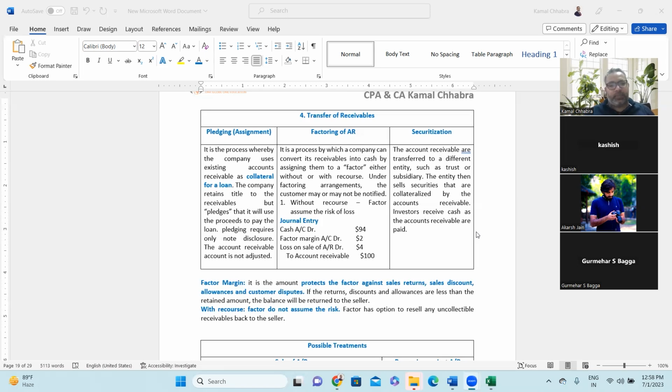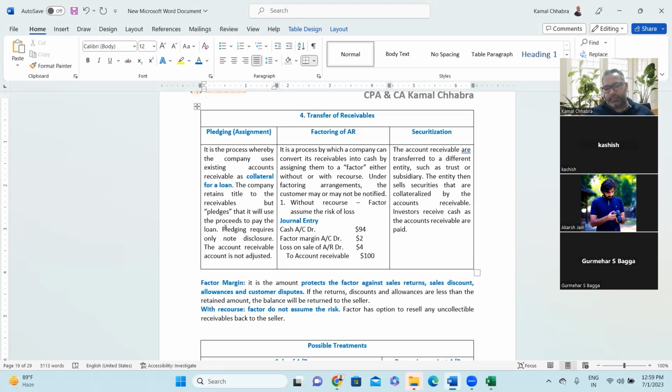Pledging requires only note disclosure, and the account receivable account is not adjusted. If you are pledging account receivable, it just requires the notes. That means for this much account receivable, this much is the loan taken as a working capital loan or short-term loan, at a particular rate of interest. So that disclosure is required. It does not reduce the balance of account receivable.